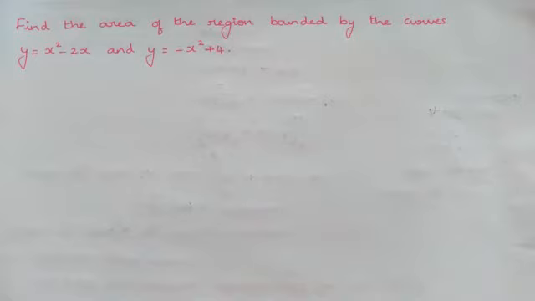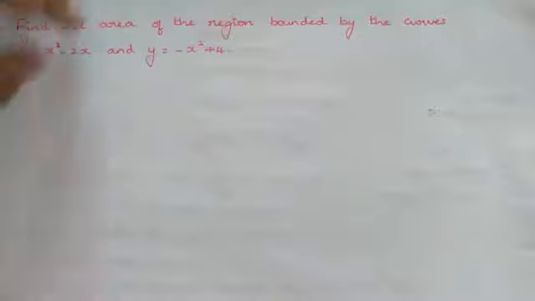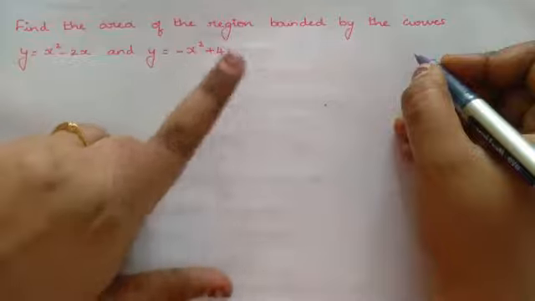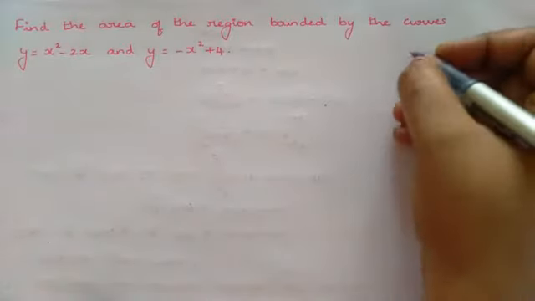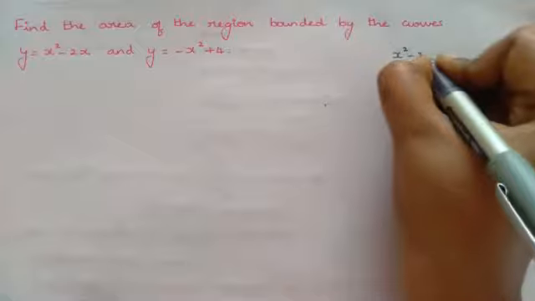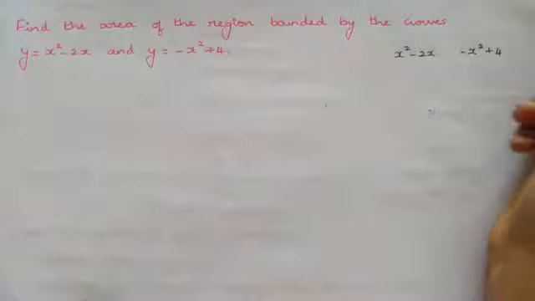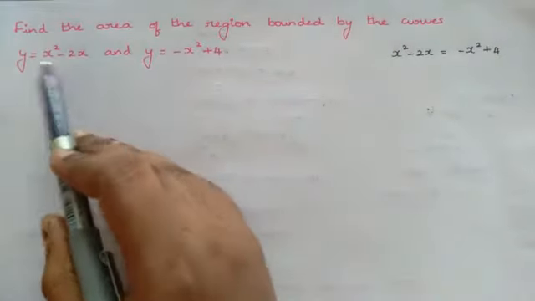The first work which we are going to do is solve the two given equations. They both are parabola equations. We are going to solve the two equations and identify the values of x and y. Let's first identify. We are given y equals x squared minus 2x and y equals minus x squared plus 4. So x squared minus 2x and minus x squared plus 4 are both equal, so we can equate them because both are actually equal to y.